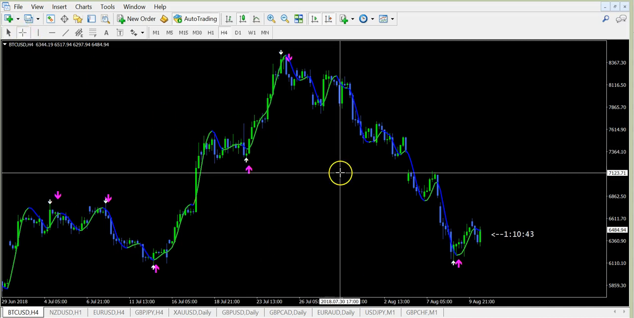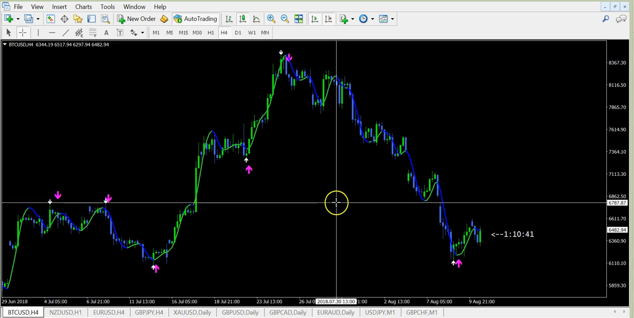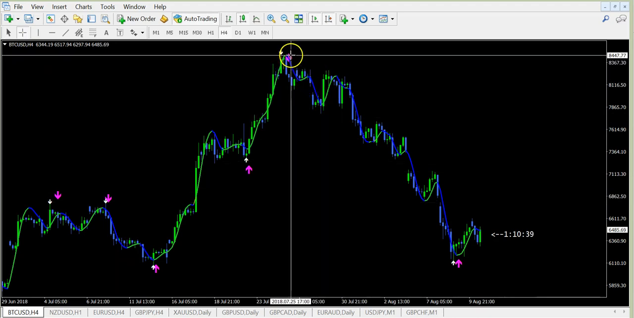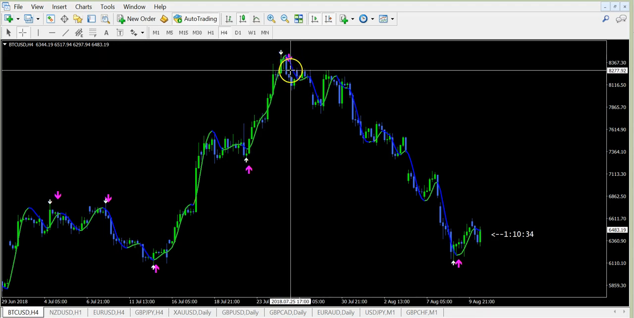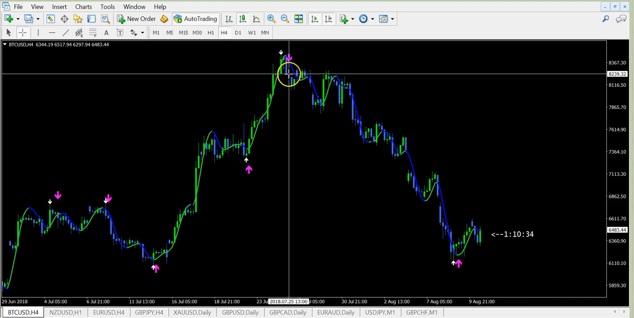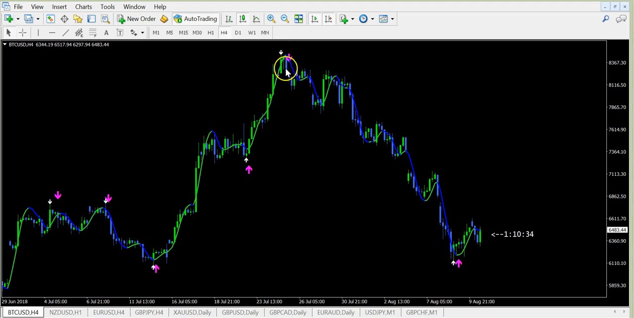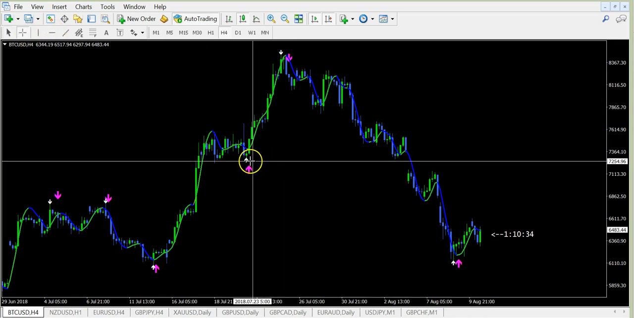If you want to trade Bitcoin, you see here, if you had traded Bitcoin here with this system, and you keep it until the next white arrow, you see how many pips you will earn. You will earn 2,120 pips. 2,000 pips. Or from here you see a fantastic setup.